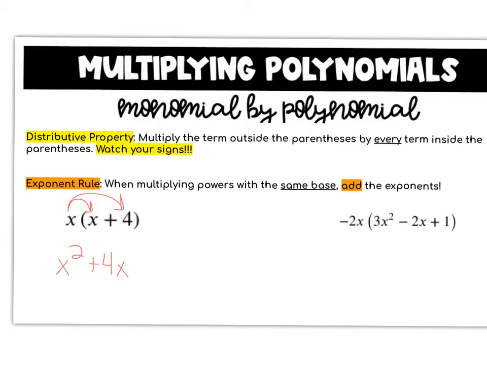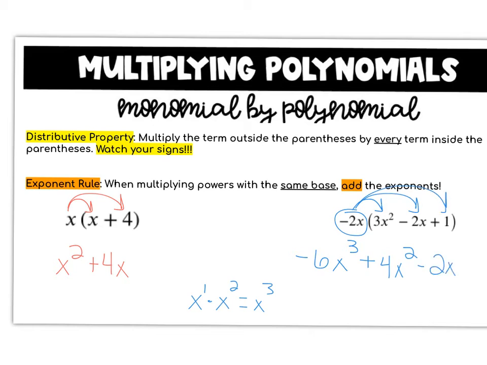Okay, so this next one, I have negative 2x times the quantity 3x squared minus 2x plus 1. So I'm going to take this negative 2x and I'm going to multiply it by 3x squared. Negative 2 times 3 is negative 6, and x times x squared is x cubed. Remember, when you're multiplying the same base, you add the exponents, okay? Then I'm going to take negative 2x and I'm going to multiply it by negative 2x. Well, a negative times a negative is a positive. 2 times 2 is 4. x times x is x squared. And then negative 2x times 1 is just minus 2x. So you check, there are no like terms, you're finished.